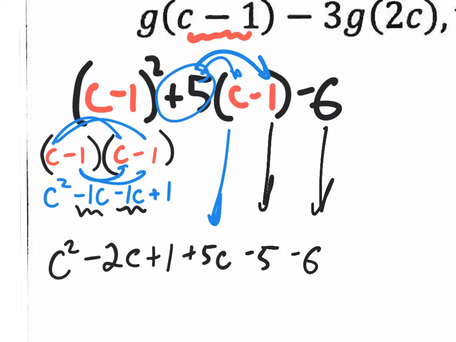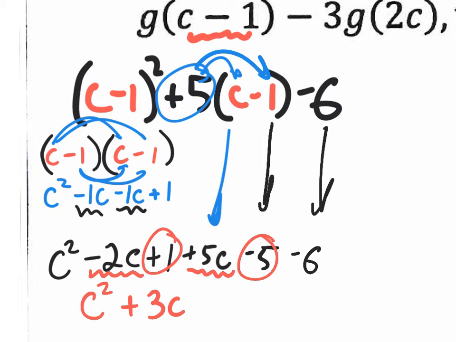So we had this long polynomial, and we could simplify it by combining like terms. So the c squared, you can't really combine it with anything because there's no other c squares. So you have c squared as the first part of your answer. And then you have minus 2c plus 5c. Well, that's going to be what? 3c. So you have positive 3c. And then we have the 1 minus 5 minus 6. What's that?